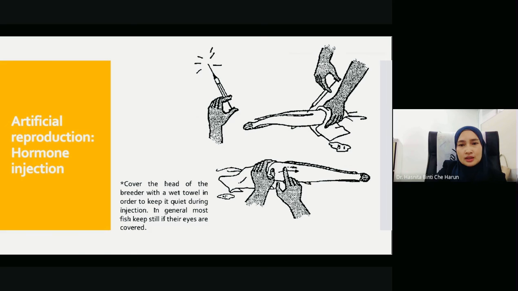Normally you need to calm down the fish by covering up the head of the breeder. You need to use a wet towel. This method could keep it quiet during the injection process. You have to know that in general, most fish keep still if their eyes are covered.